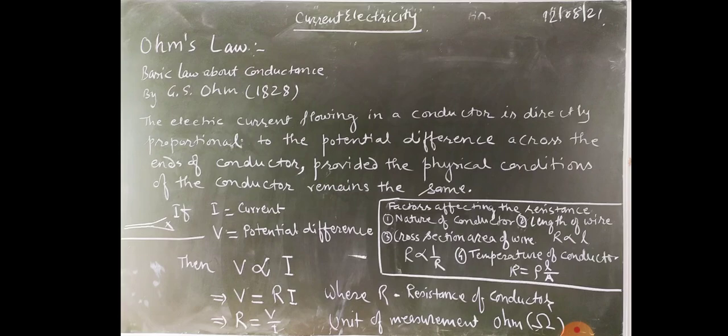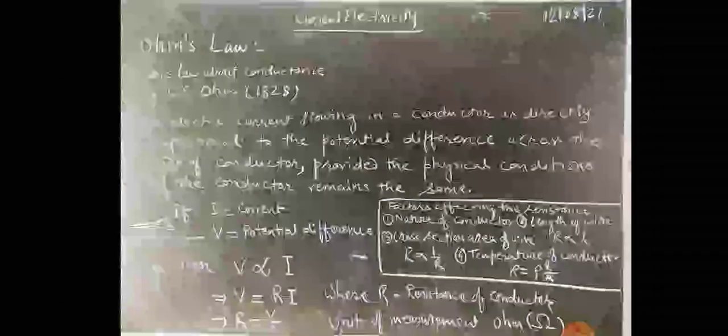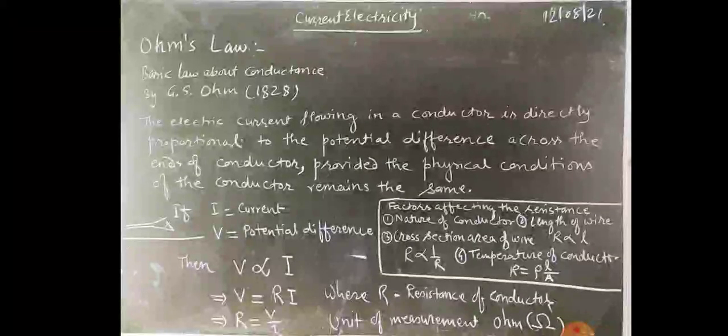You have to perform experiments in physics on Ohm's law, meter bridge and potentiometer. All those experiments depend on the principle of the Wheatstone bridge, R1 upon R2 equals R3 upon R4.